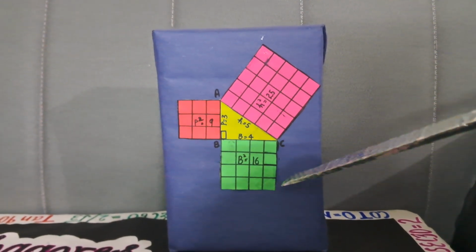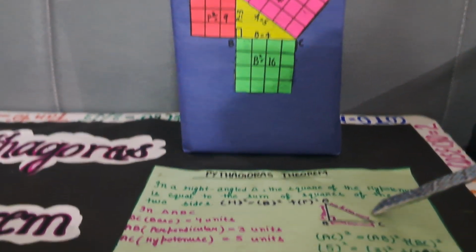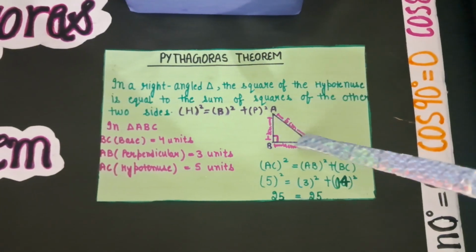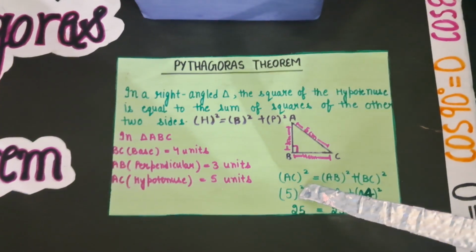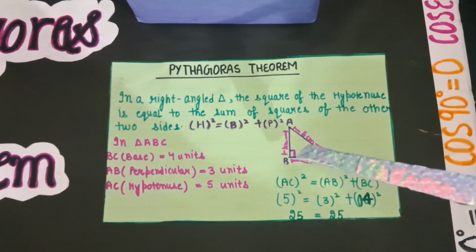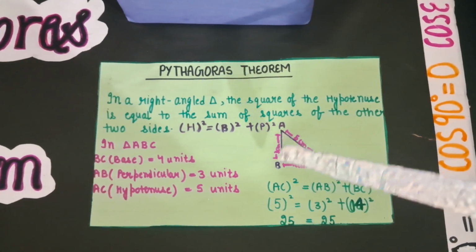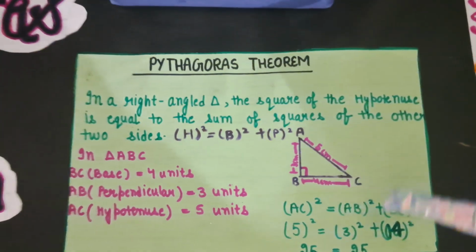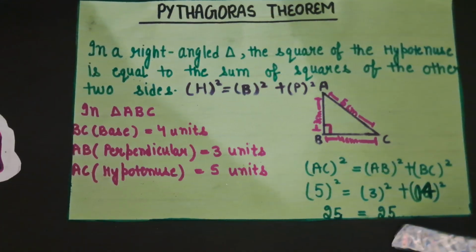To understand it in a better way, consider an example. Here we have a right triangle ABC. Let's apply the Pythagoras theorem here. This is AC, which is the hypotenuse, and it is 5 centimeter. So the square of 5 centimeter is 25. AB is the perpendicular, which is 3, and BC is the base, which is 4. So the sum of the squares of the perpendicular and base is also 25.